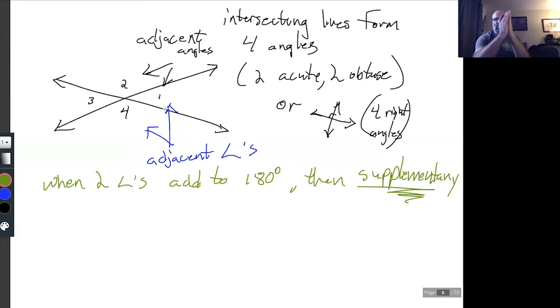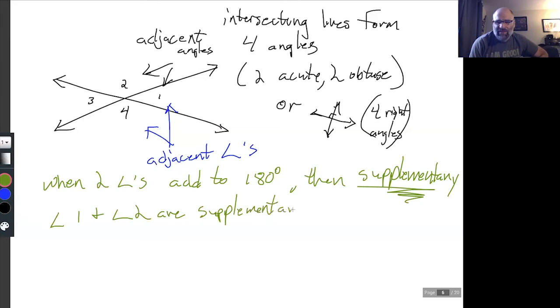So remember 180 is when you open up all the way to a straight line or a straight angle, okay? When it opens up all the way open and the sides lie flat like that, that is a straight angle. So when two angles add up to that, those are supplementary angles, okay? So we could say that angle 1 and angle 2 are supplementary, right? What other angles are supplementary? Can you guys shout it out? What other angles are supplementary?